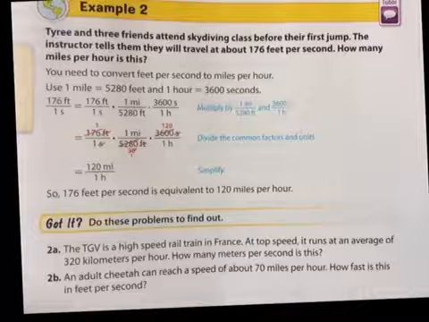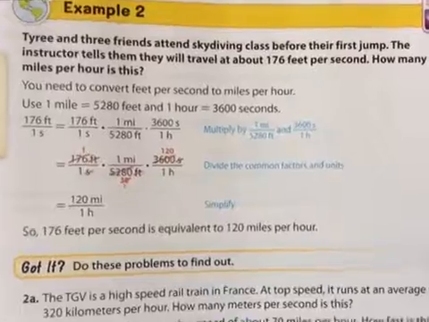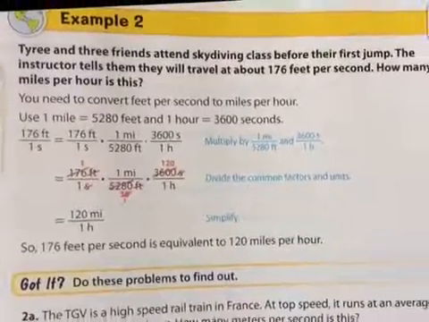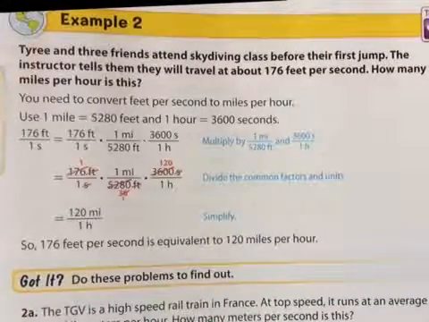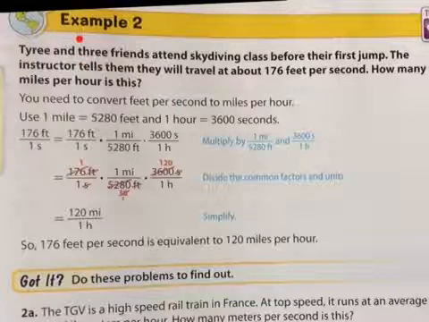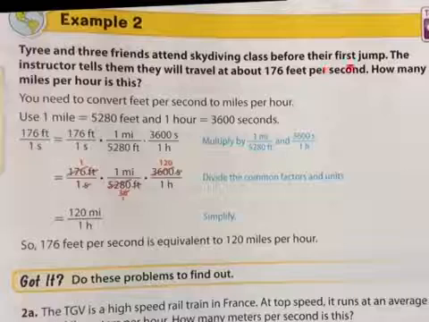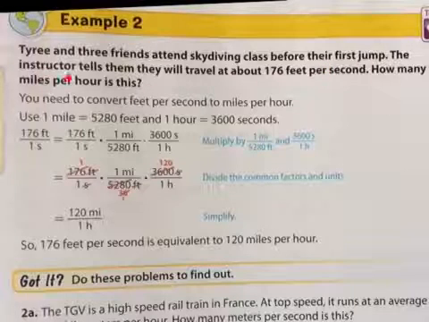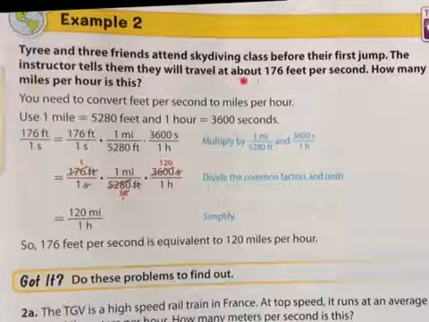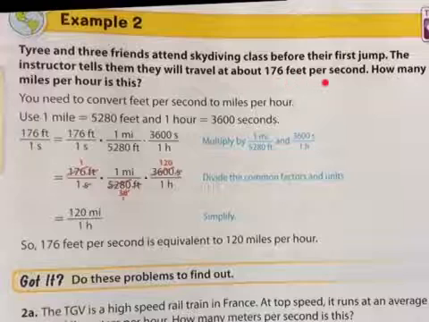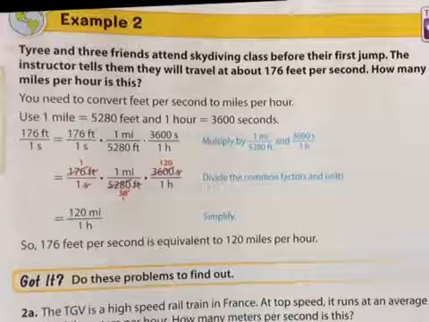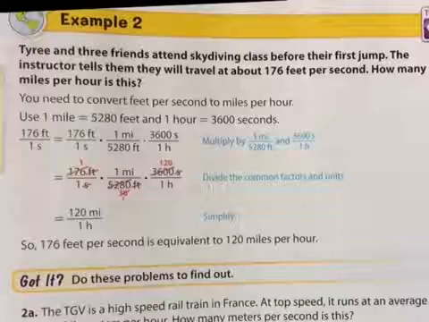Okay, let's look at example 2. I'm going to zoom in a little bit here. All right. Tyree and 3 friends, so that's 4 of them, right? Tyree and 3 friends attend skydiving class before their first jump. The instructor tells them they will travel at about 176 feet per second. Wow. How many miles per hour is this?